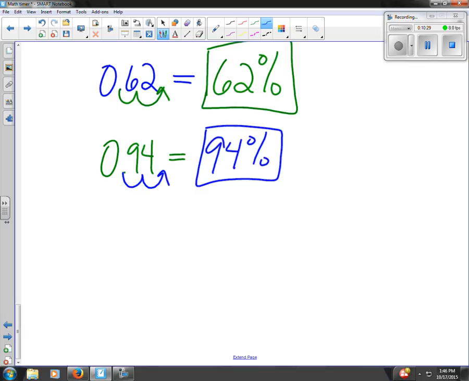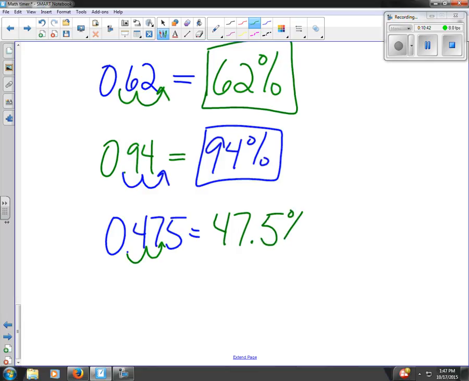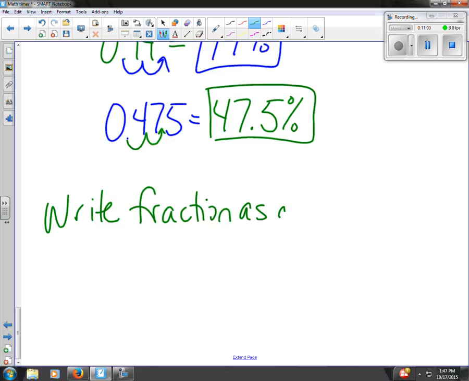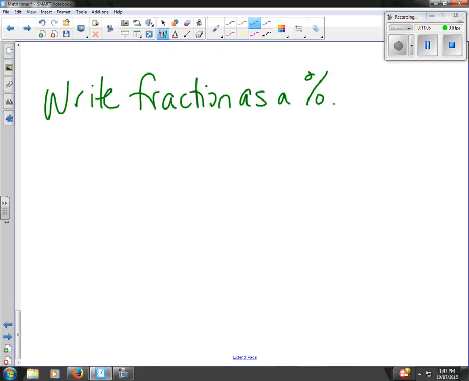Good. Next one. 0.475. Make it into a percent. 1, 2. So then it's 47.5%. There you go. Okay. Not hard at all. You just have to keep track of whether you're going left or right. So last thing, write the fraction as a percent.